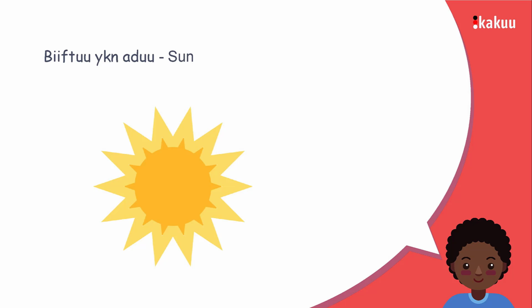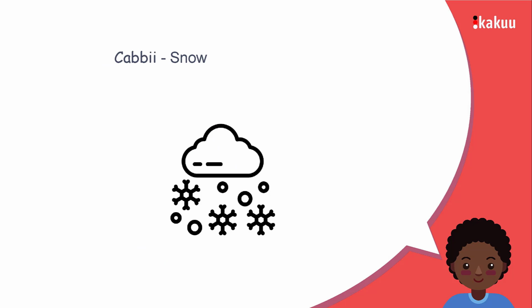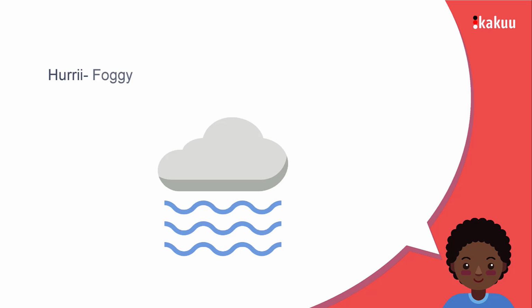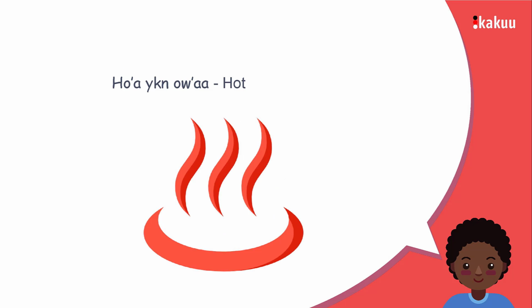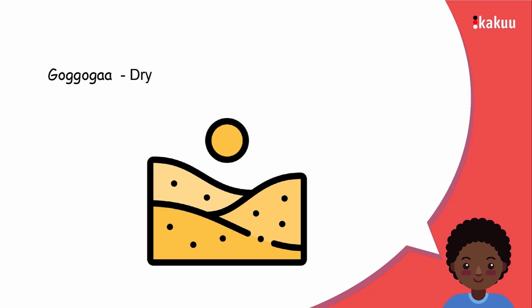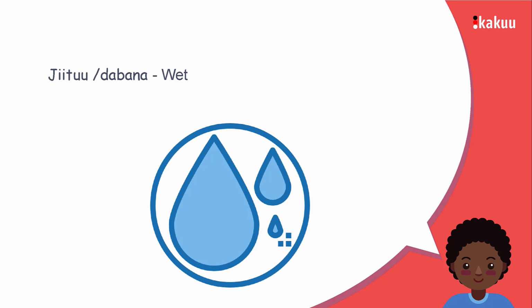Biiftuu yookaan Aduu is the sun. Cabbii, snow. Hurrii, foggy. Qorra, cold. Ho'a or O'a is hot. Goggoga or Caama is dry. Jiituu or Jid'a or Dabbana, wet.